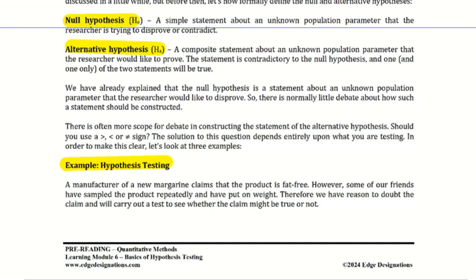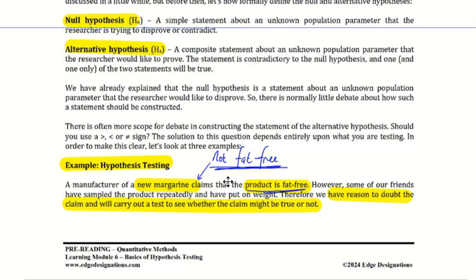A manufacturer of a new margarine claims that his product is fat-free. However, some of our friends have sampled the product repeatedly and have put on weight. Based on that, we have reason to doubt the claim. And what are we going to do? My hypothesis is that the margarine is not fat-free. Does everybody come with that? That's what I'm trying to prove. And why am I trying to prove that? Because the manufacturer says it is fat-free, but all of my friends are putting on weight, so it seems quite clear that it is not.